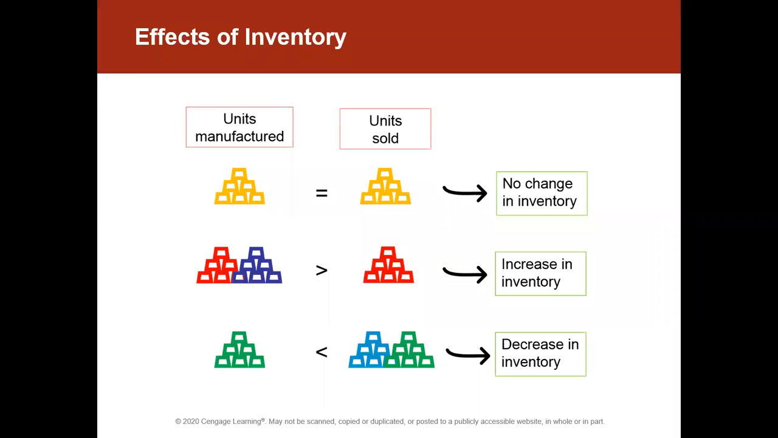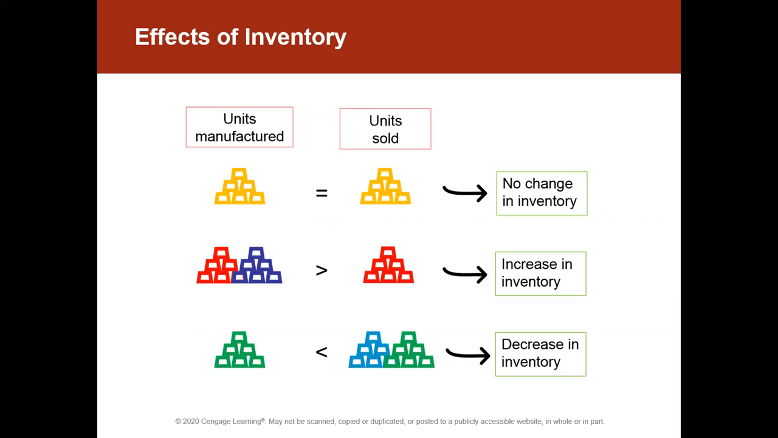So here's kind of the crux of this chapter. If the number of units we manufacture equals the number of units we sold, that means our inventory is not going to change. So if I had 10,000 units of inventory and I produced 100,000 during the period and sold 100,000 during the period, I'll still have 10,000 units of inventory at the end of the period, because I sold everything I made.